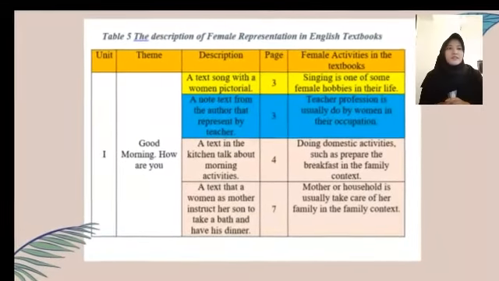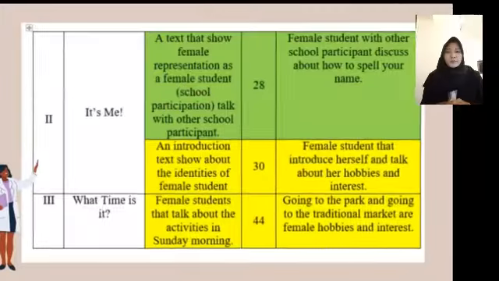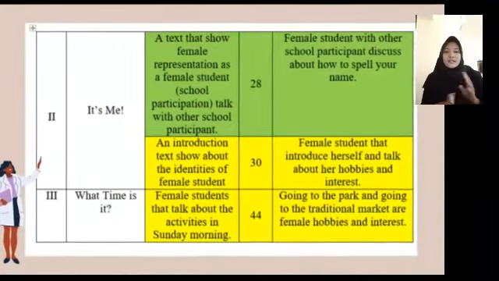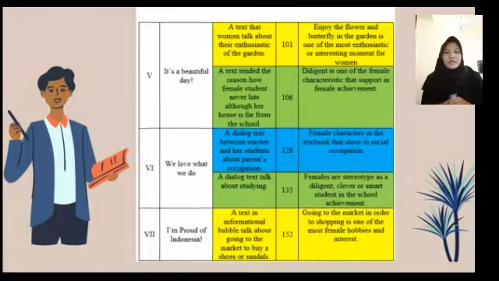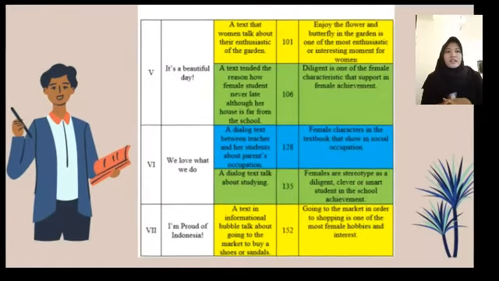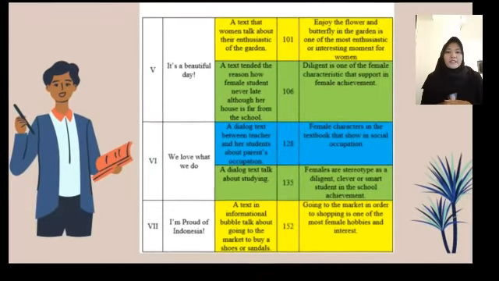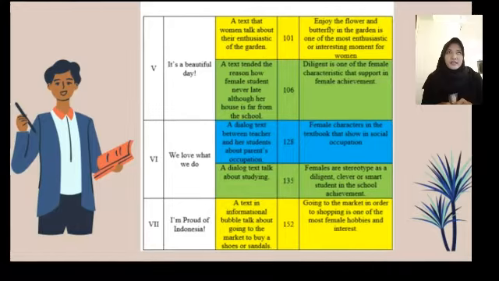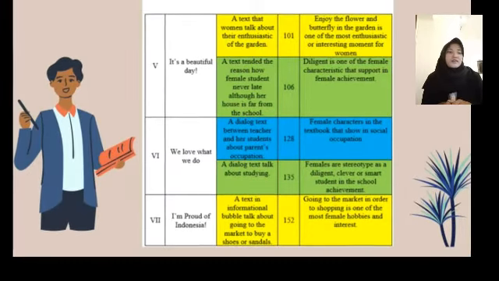In Table 5, the description of female representation in the English textbook. It summarizes the data that will be analyzed in the analysis of the text, in each unit or theme, related to the context of this research.